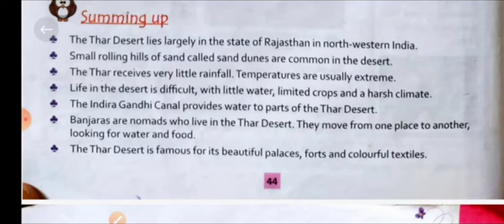The Thar Desert is famous for its beautiful palaces, forts and colorful textiles. All the districts of the desert region are famous for their palaces, tourist attractions and colorful textiles.